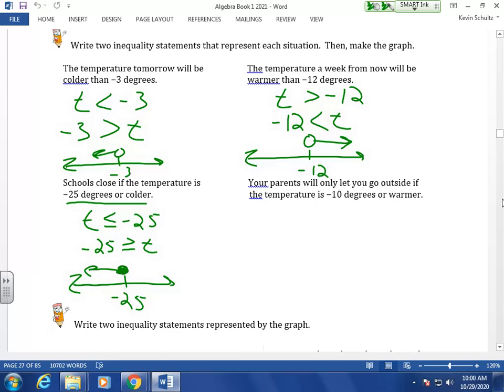And lastly, your parents will only let you go outside if the temperature is -10 degrees or warmer. So the temperature is going to be greater than or equal to -10, or -10 is less than or equal to T. -10, closed circle to the right. Questions on any of those?